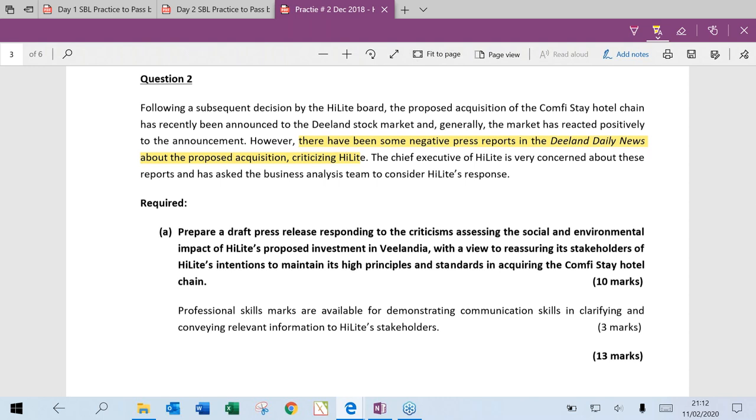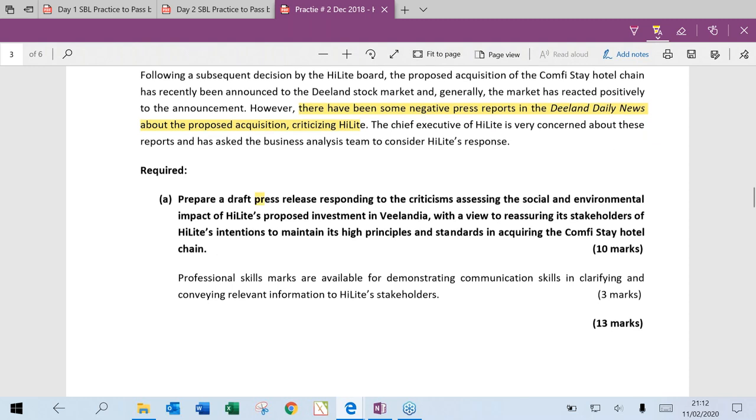I don't know what is the negative report. What is the criticism? I don't know. Required: prepare a draft press release responding to the criticisms. Assessing the social and environmental impact of Highlight's proposed investment in Vilandia, with a view to reassuring its stakeholders of Highlight's intention to maintain its high principles and standards in acquiring Comfy Stay Hotel. 10 marks. Professional skills marks are available for demonstrating communication skills in clarifying and conveying relevant information to Highlight stakeholders.